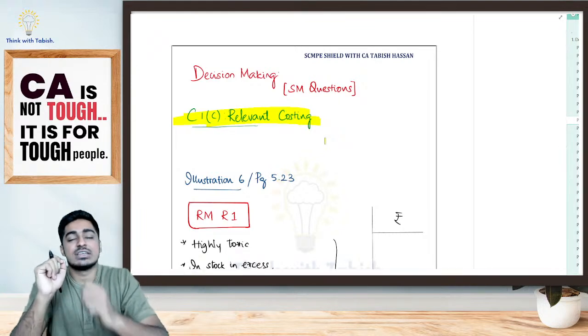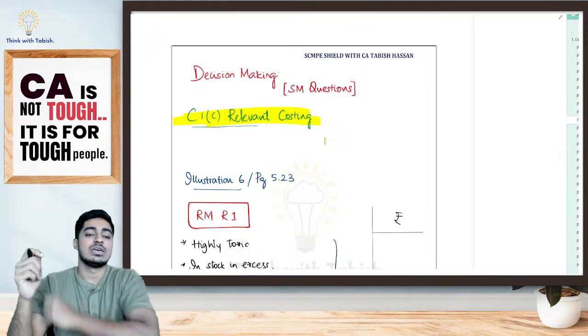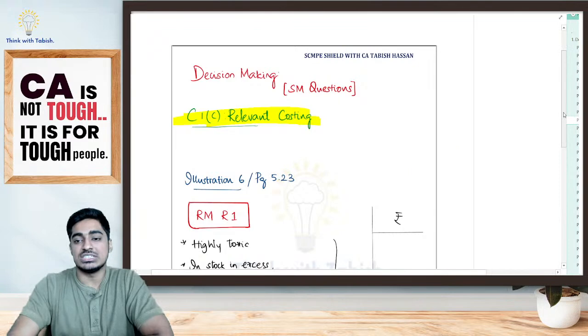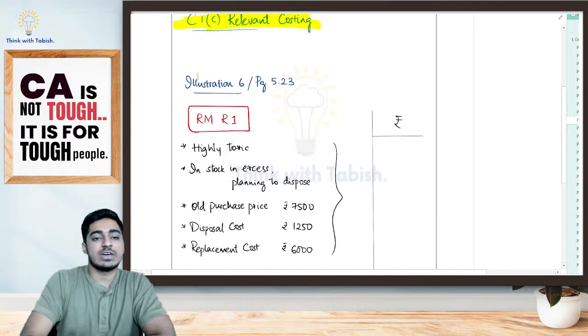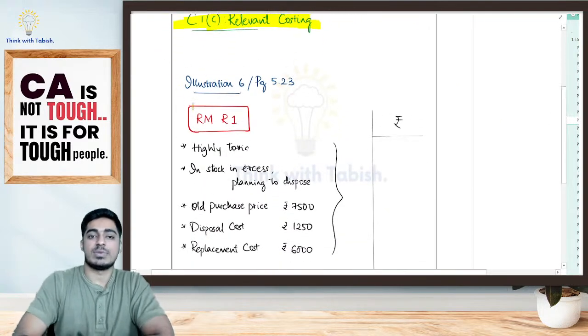So let us start solving questions one by one. Now we are going to start with illustration number 6, page 5.23 from our textbook.